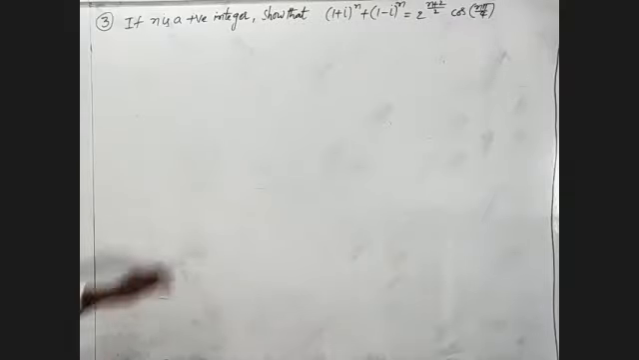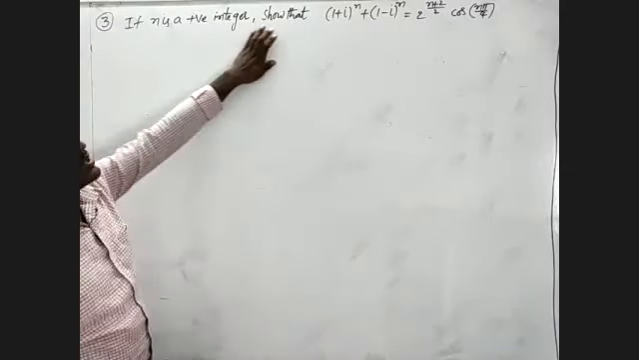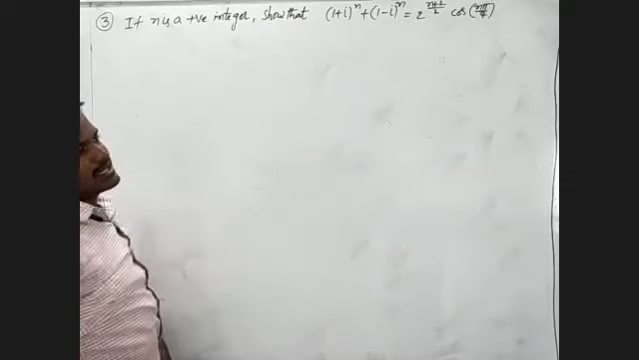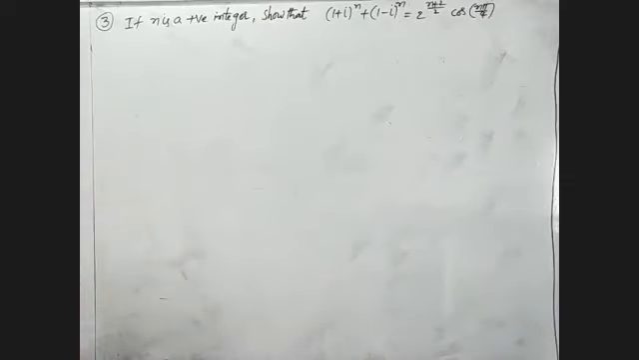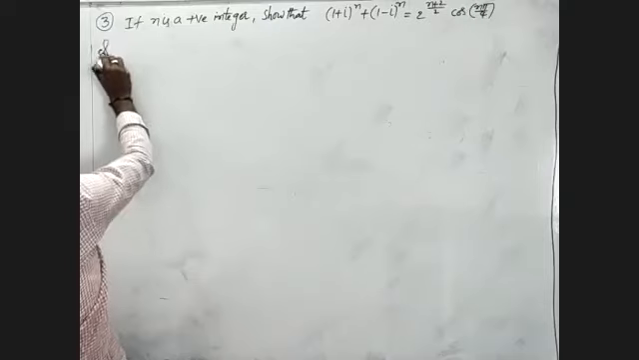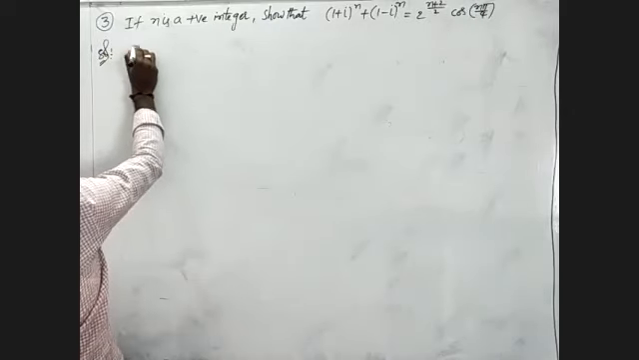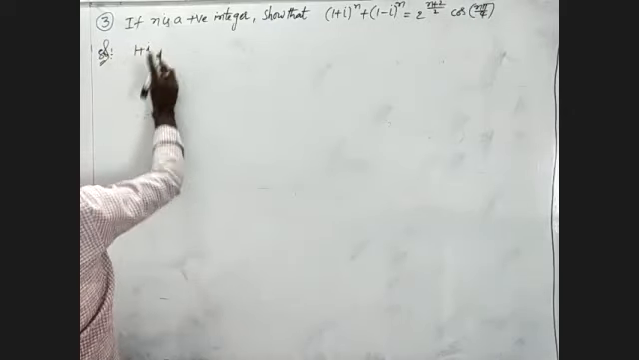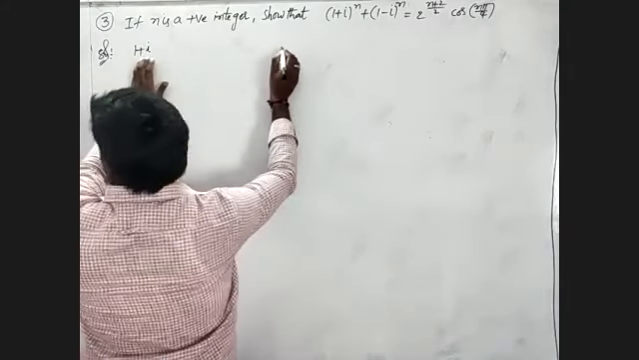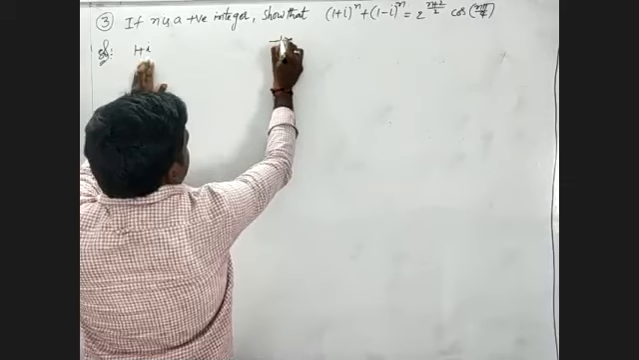What is given in this one? Small n is a positive integer. Show that (1 plus i) whole power n plus (1 minus i) whole power n is equal to 2 power (n plus 2) by 2 into cos n pi by 4. First I will take 1 plus i. We will take the mod of the given one, that I will write.